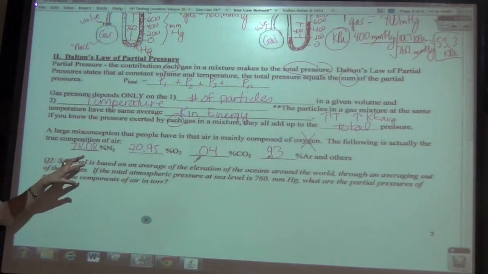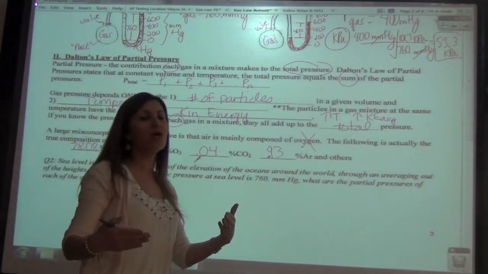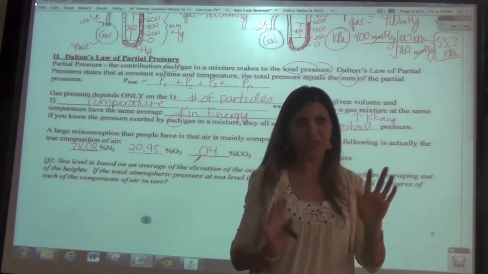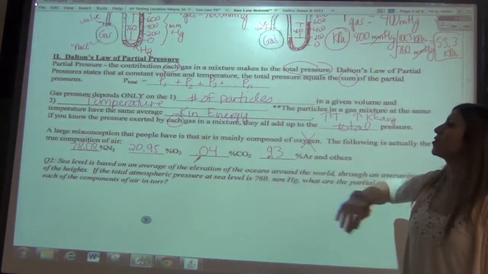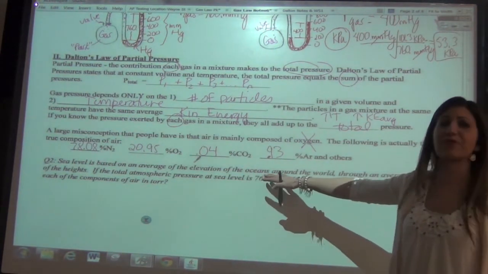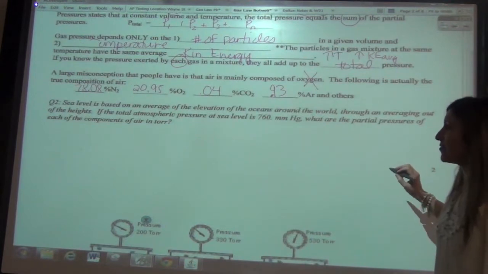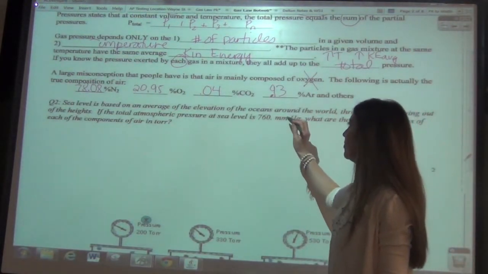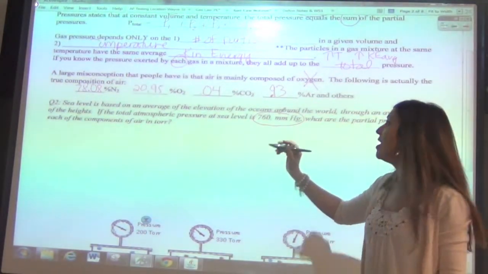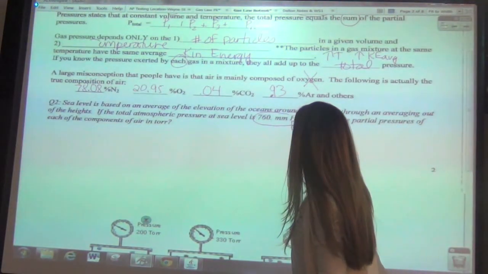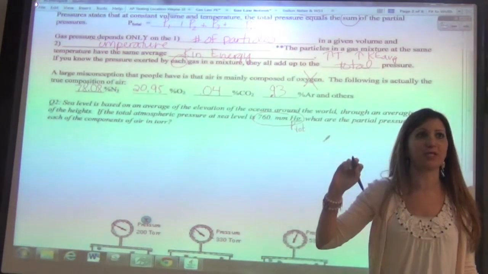Okay, so now the question is, how are these questions going to be different? We're not being given pressures now. So how do we solve a problem? It says sea level is based on an average of the elevation of the oceans around the world. If the total atmospheric pressure at sea level is 760, because they're telling us this is the total, I'm going to write this as P subscript TOT for total. So that's P tot or P total.